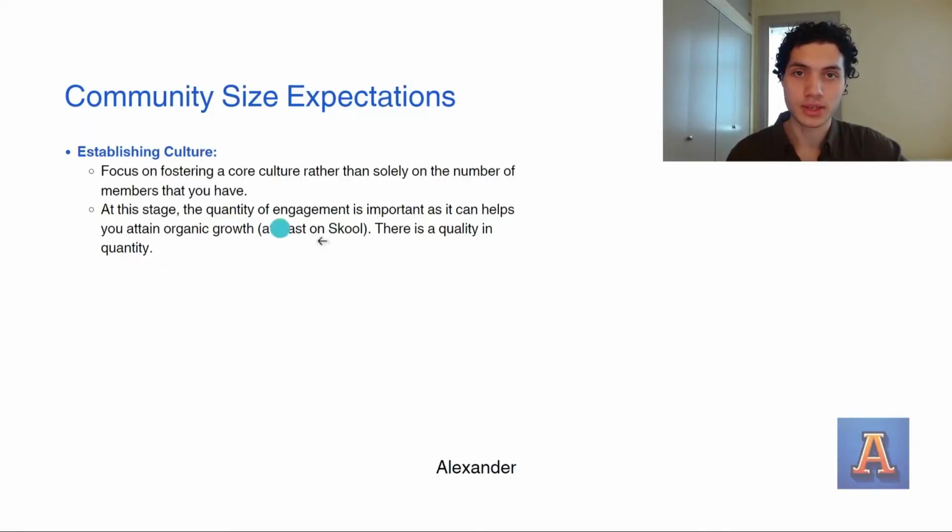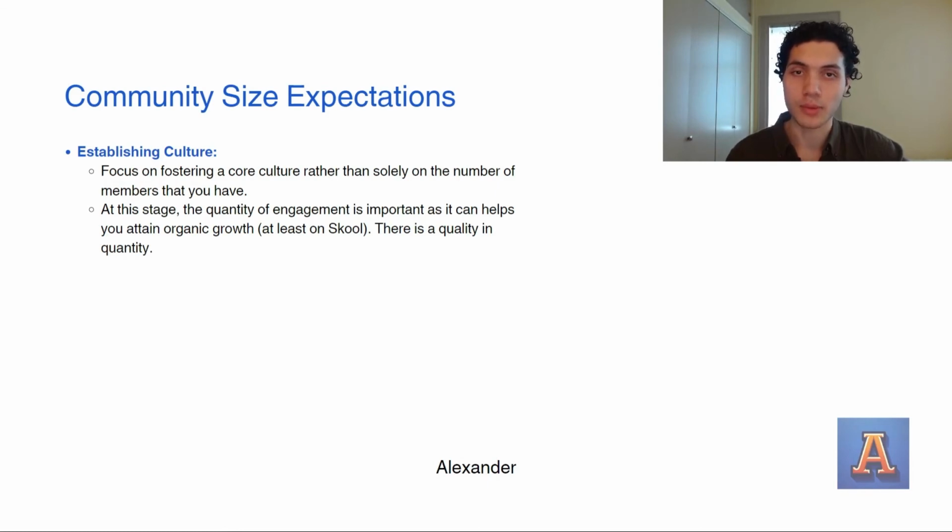It's important that this initial grouping of people, whether it be 50 people, 30 people, 60 people, are all actively engaging within your community, especially on Skool, as Skool's algorithm assesses the level of engagement in communities and ranks them accordingly on a discoveries leaderboards section.